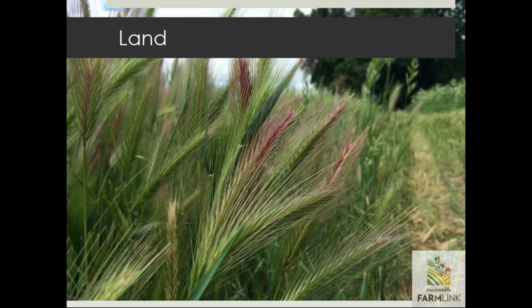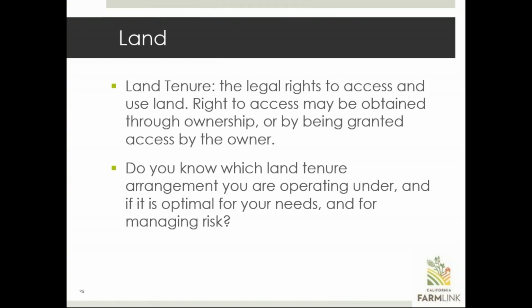So the next section of the business health assessment is land. And I'm not going to spend a great deal of time on this, but I just want to cover briefly a couple of concepts and point out some resources for you. So land tenure essentially means the legal rights to access and use land. And you can obtain that access or the tenure by owning the land or being granted access by the owner, typically through a lease or crop share agreement or something like that.